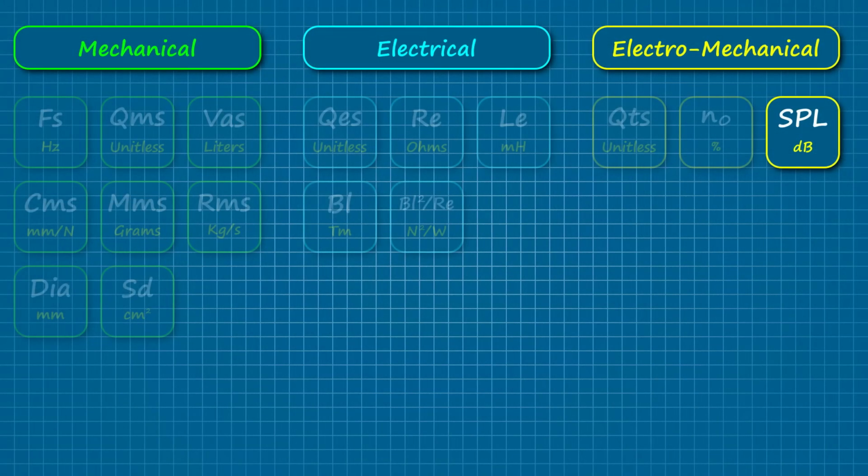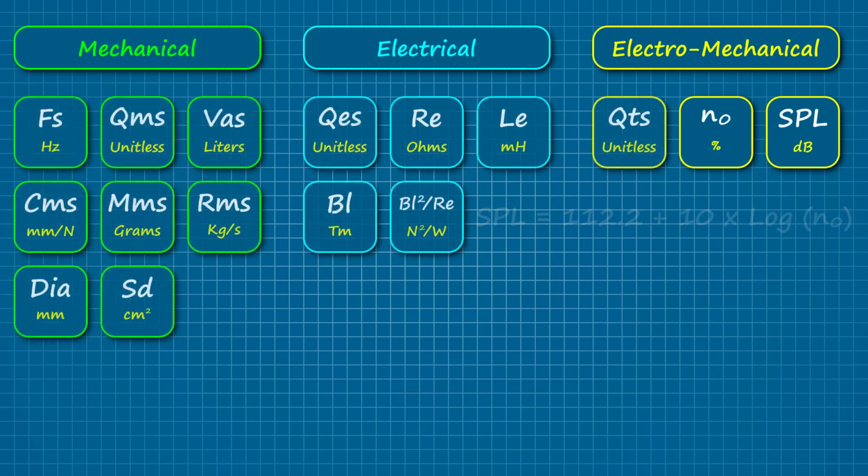The SPL parameter indicates the driver's 1 watt, 1 meter sensitivity, which correlates directly with the reference efficiency. However, this is by far the most frequently tampered with figure, so if you suspect that yours looks a little optimistic, here's how you derive it from your reference efficiency. And there you have it. These are the small signal essentials used to simulate the behavior of any open back loudspeaker in any enclosure.